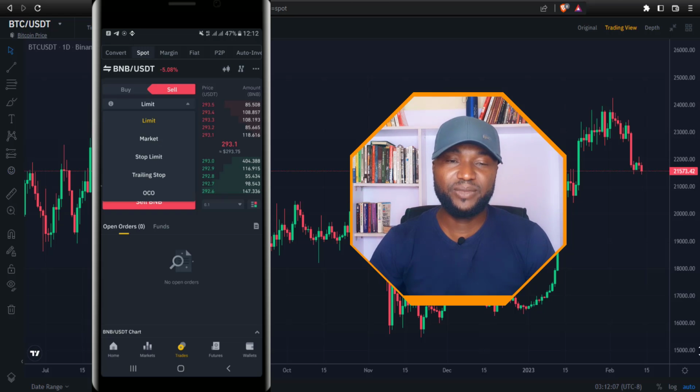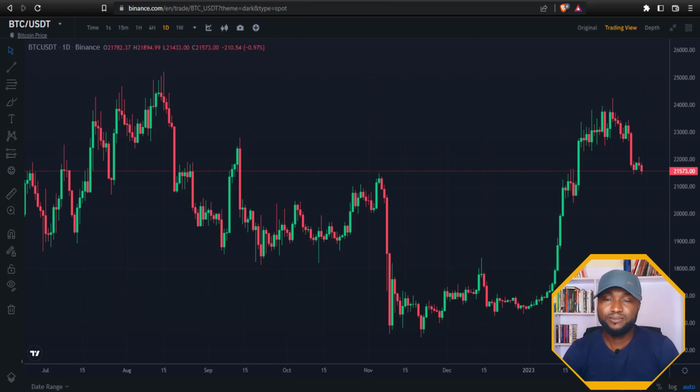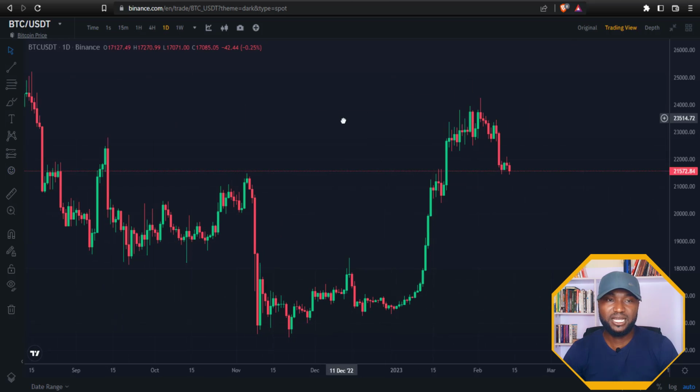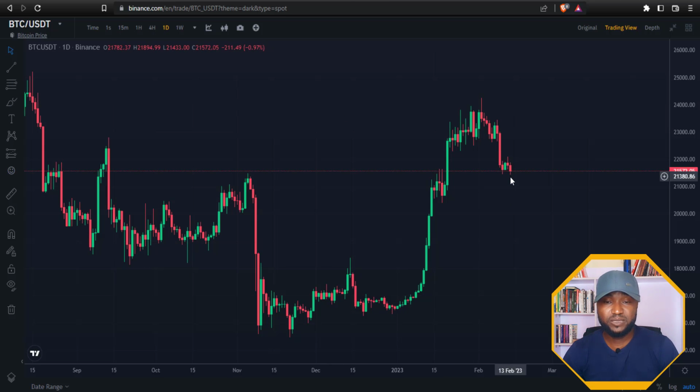And then I have my desktop right here too. You can see this is BTC/USDT and I want to just explain how this works for you. This is my Binance platform.